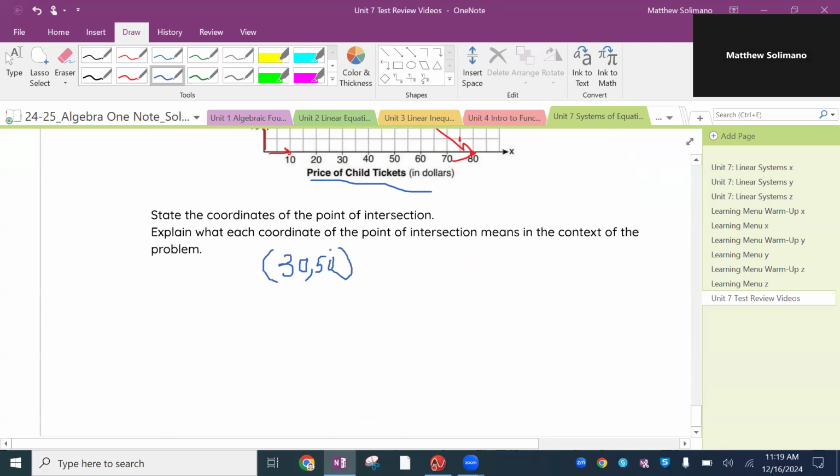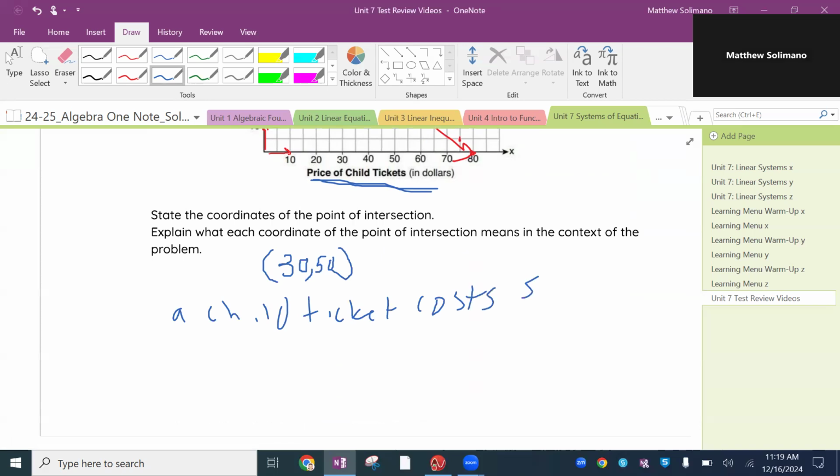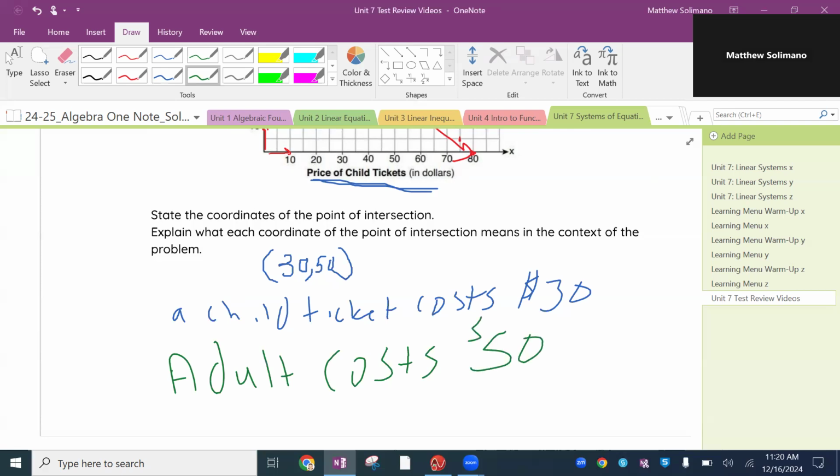So the x is the price of the child tickets. So in the context of this problem, a child ticket costs $30. And an adult ticket costs $50. And that makes sense. Adult tickets usually cost more, so it's always good to double check and make sure your answer makes sense. You should be ready for the test now.